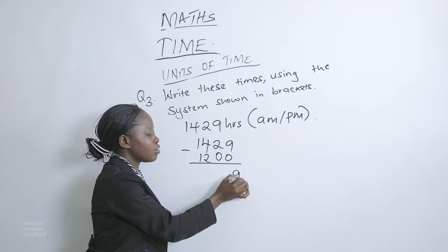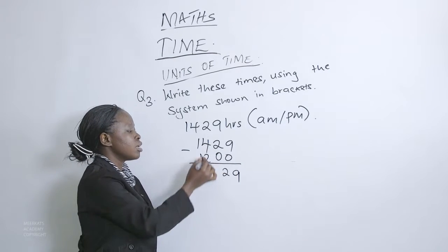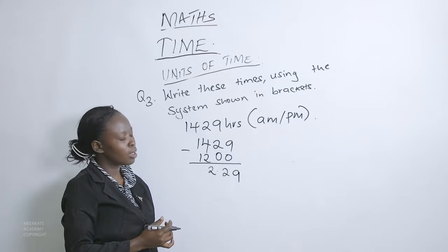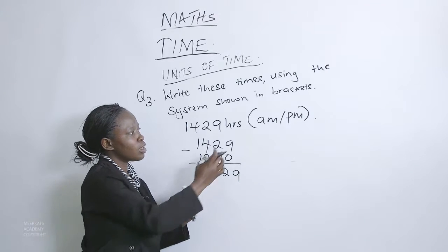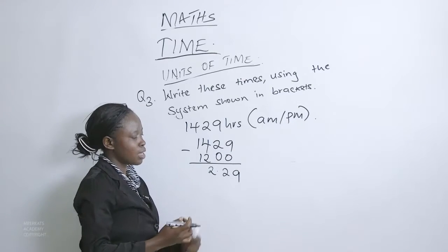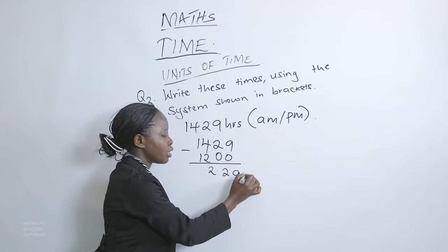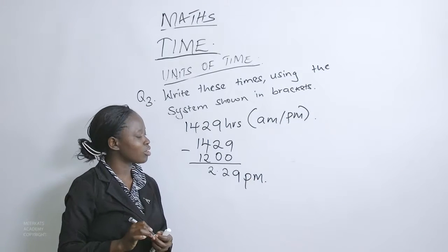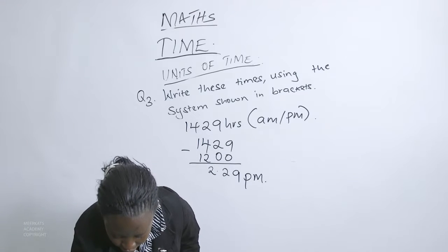So this means that I have 29 minutes, then 2. So it is past noon, and since it is past noon, then it means that we have PM. So this will bring us to 2:29 PM. That is 29 minutes past 2.